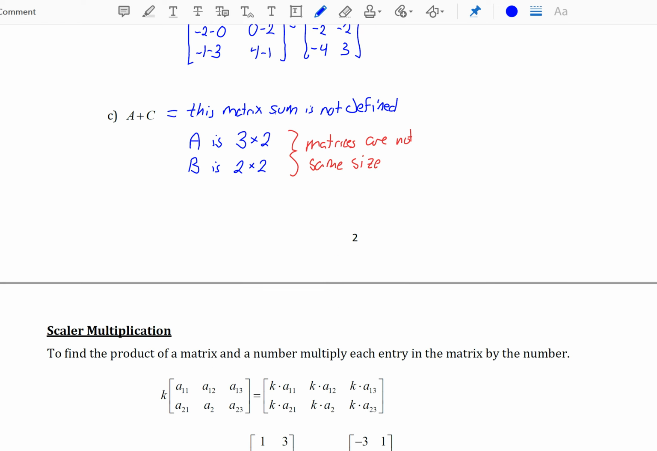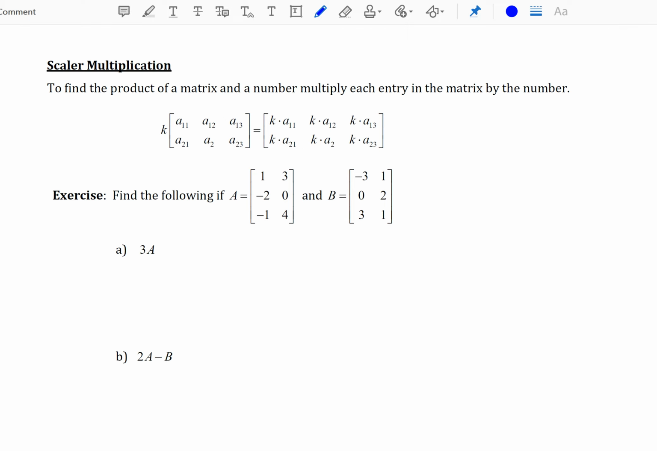Let's move on and talk about scalar multiplication. To find the product of a matrix and a real number, we will refer to a real number usually as a scalar. We multiply each entry in the matrix by the number. So when we scale a matrix by the value k, distribute the k to every value in the matrix.